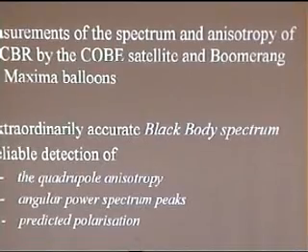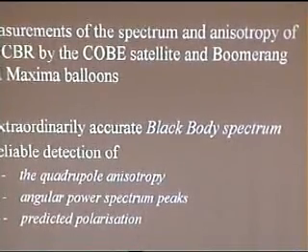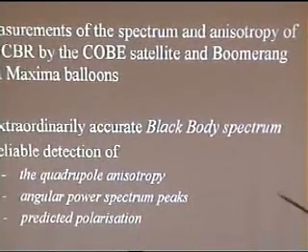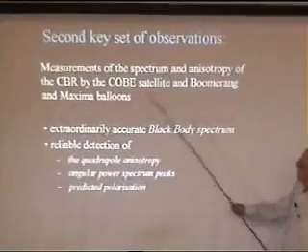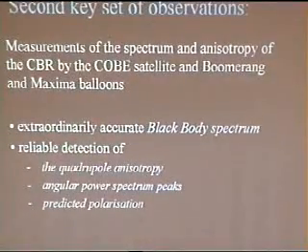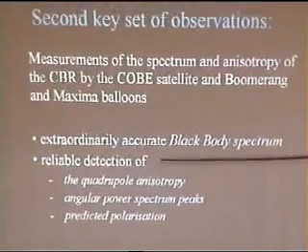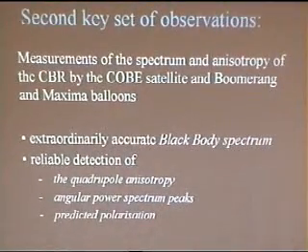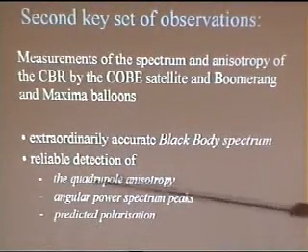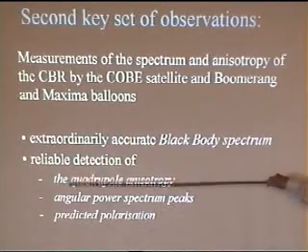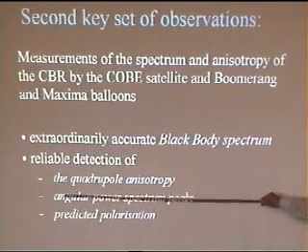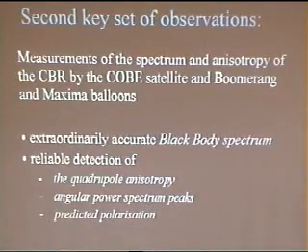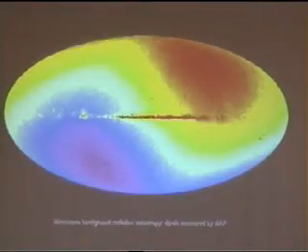The second key set of observations is the measurement of the spectrum and anisotropy of the cosmic background radiation by the COBE satellite, Boomerang, Maxima, and later satellites. The first thing is the extraordinary accuracy of the blackbody spectrum, which I've already commented on, I think. And the second is reliable detection of a quadrupole anisotropy, the angular power spectrum peaks, and the beginnings of the detection of predicted polarization.